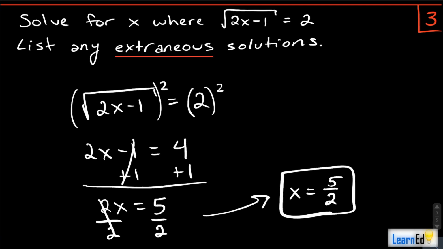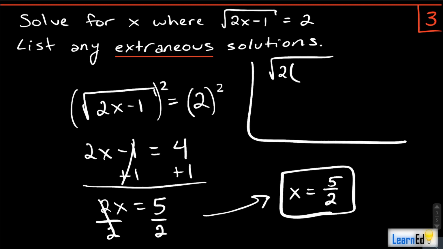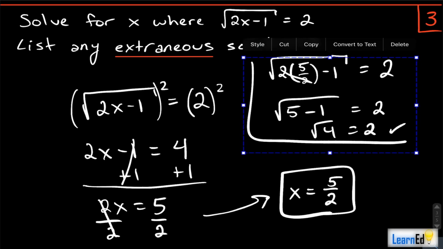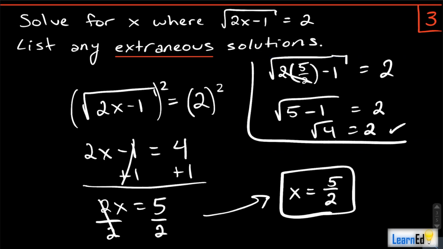Okay? So, doing our little check here, we have the square root of 2 times, we found x to be 5 over 2. We subtract 1, and we have to see if that's equal to 2. Well, 2 times 5 halves, the 2's just go away, and you're left with 5 minus 1, which is 4. So you have the square root of 4 is equal to 2, and we know that that's true, because the square root of 4 is 2. So this actually works, and x equals 5 halves is a solution to our problem.